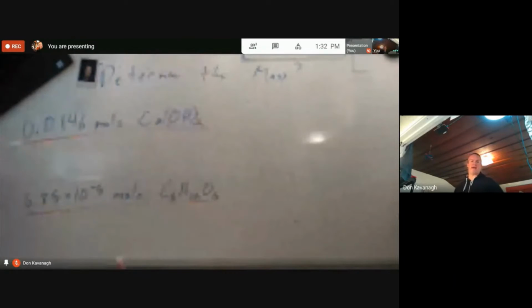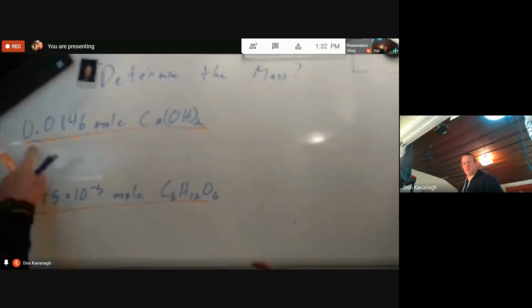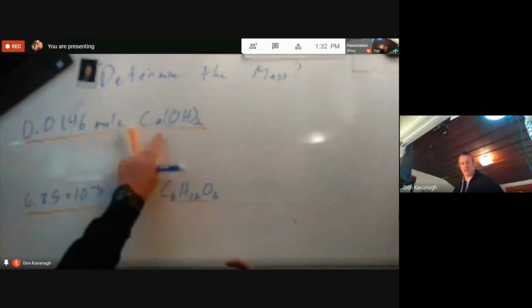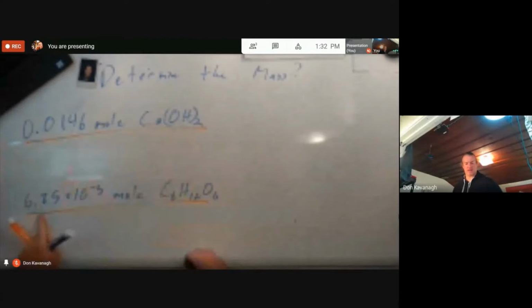We're going to determine the mass of some quantities of molecules that we have. We have 0.0146 moles of calcium hydroxide and 6.58 times 10 to the negative 3 moles of glucose, C6H12O6. Now, the word mole is a counting unit, okay?